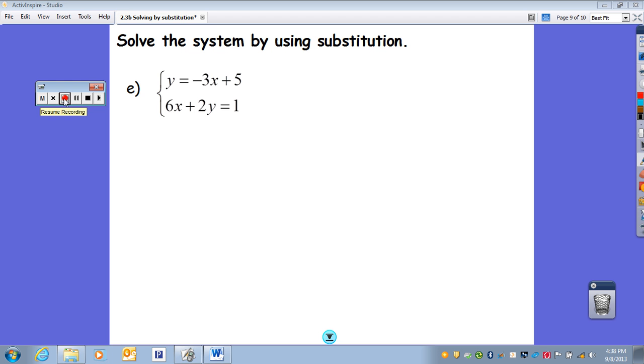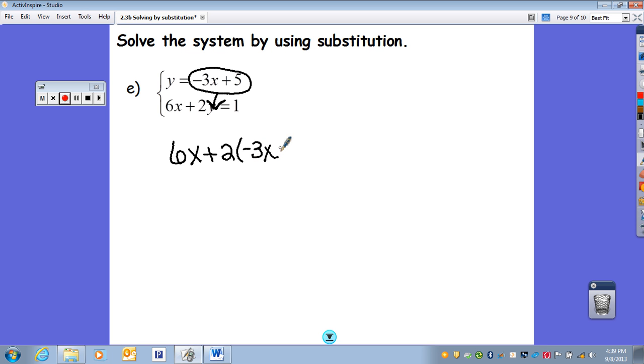Let's do one more example. We want to pick the equation that has the variable solved. So this equation is solved for y, so we're going to substitute that expression into the second equation for y. So we have 6x plus 2. We're going to take out the y and substitute this expression in its place. Now we have one equation that is written in one variable, which is easy for us to solve.